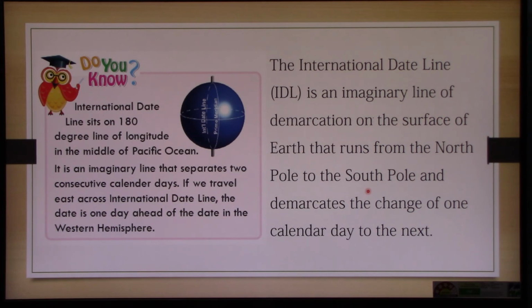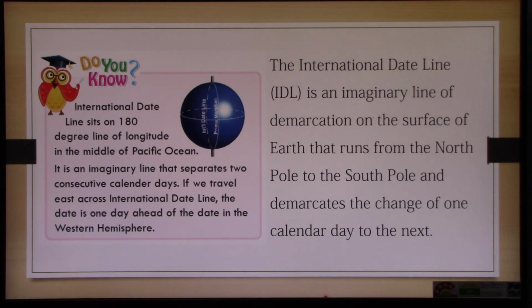If we travel east across the international date line, look at this, children, international date line. So if we travel east, what do we have in east? Japan. And what is Japan? The what, children? Rising sun. Where do we get rising sun from? Japan. Right. So what does it say? If we travel east across international date line, the date is 1 day ahead of the date in the Western Hemisphere. Right. They are 1 day before the Western Hemisphere.